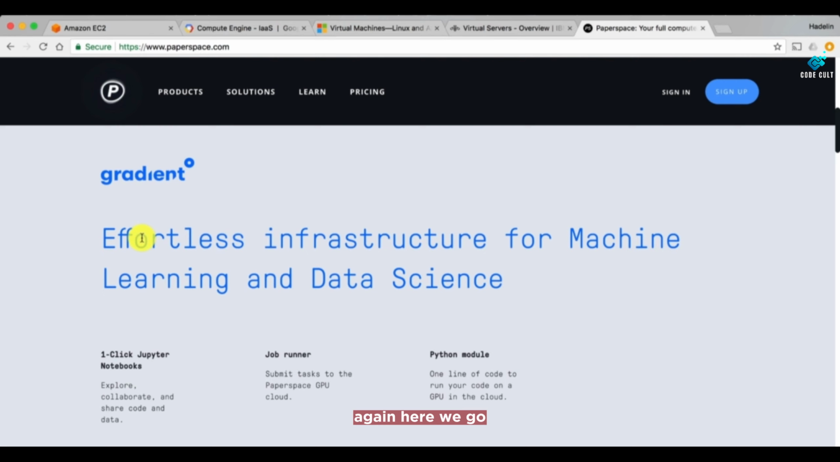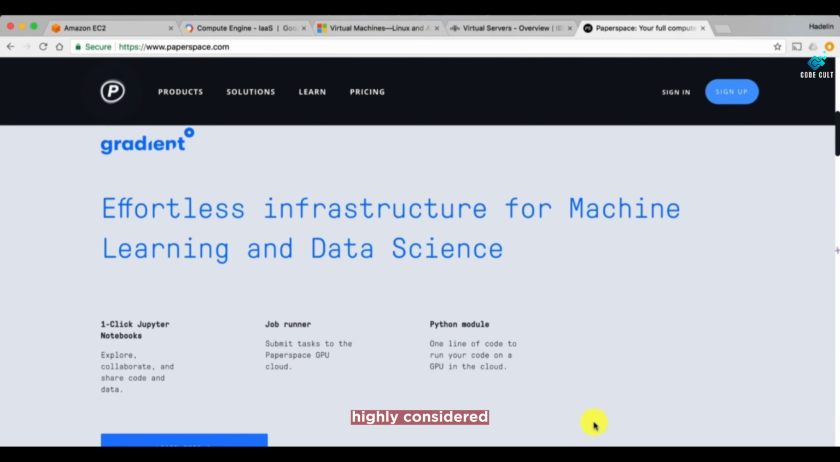So as you can see again, here we go, effortless infrastructure for machine learning and data science. This is really a great one actually if you want to start, because it's one of the simplest to start, and you can easily run your Python modules or Jupyter notebooks on this cloud. So it's to be highly considered.